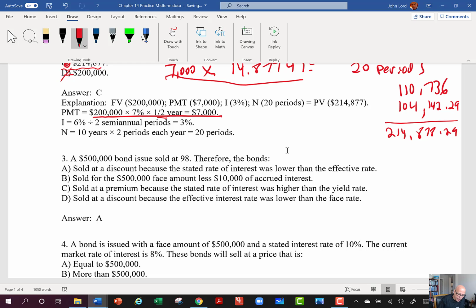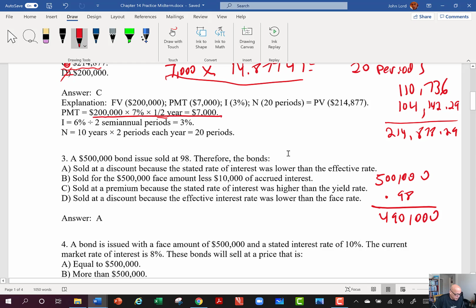Okay, good. Now they tell us here for number 3, a $500,000 bond sold at 98, therefore the bond, okay, now we practiced with this a little bit towards the end of the lecture. 500,000 times 0.98 gives me 490,000, right? So that means that it issued at less than face. So face is seen as a factor of 1. Less than face is seen as a factor of less than 1. More than face is seen as a factor of more than 1, 1.01, 1.02, and so on.